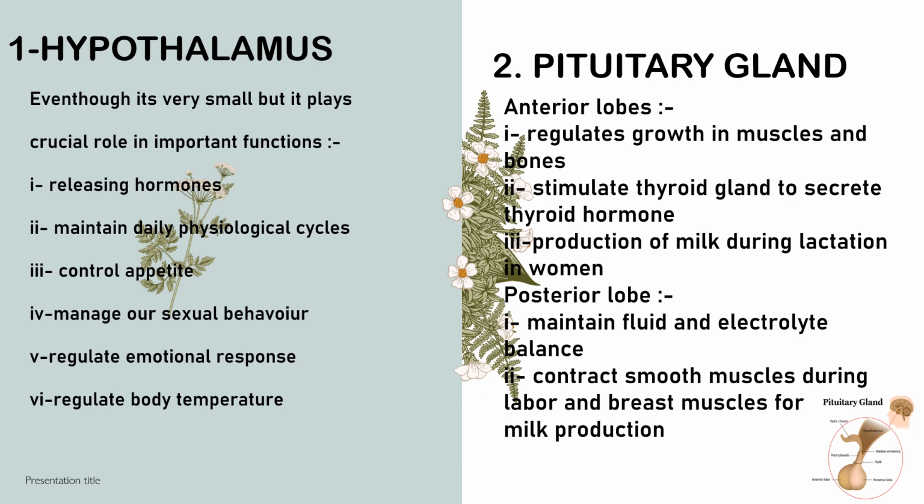The second gland is the pituitary gland. The pituitary gland has two lobes. These two lobes carry different functions. The anterior lobe will regulate the growth of muscle and bones, stimulate the thyroid gland to secrete thyroid hormone, and third, produce milk during lactation in women. The posterior lobe will maintain the fluid and electrolyte balance. Second, it will contract smooth muscle during labor and breast muscle during milk production.